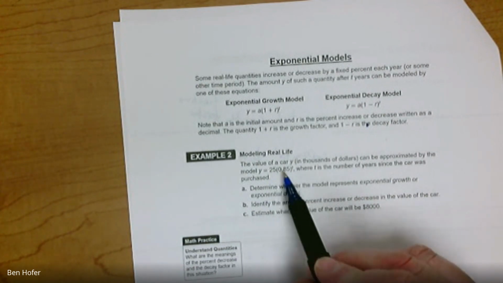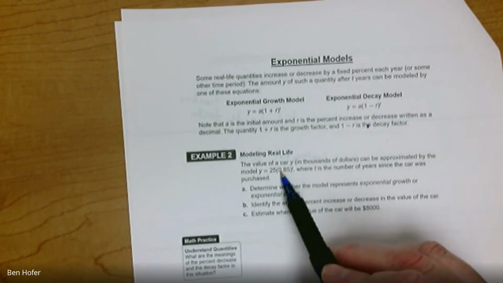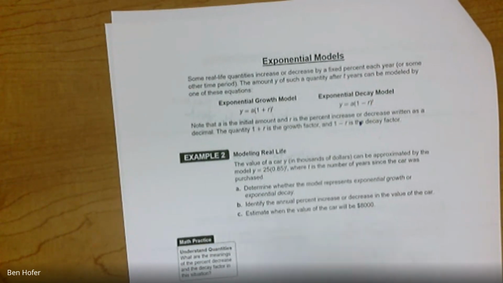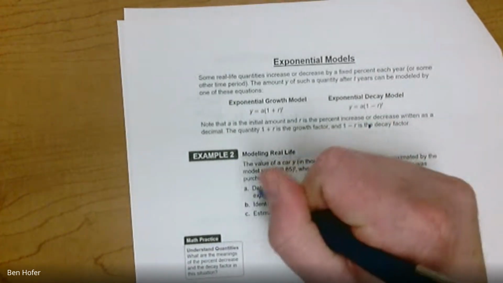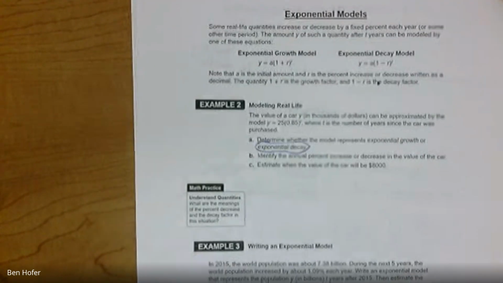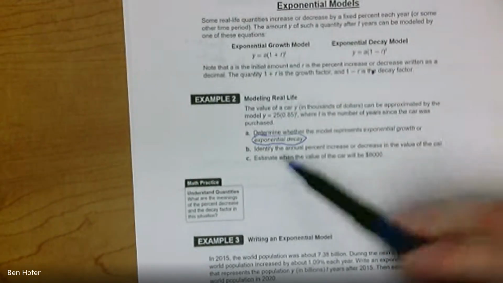25, it's in thousands. And then our factor here is 0.85. So that is less than 1. So we are going to have an exponential decay situation, okay, for this. And that makes sense, especially in cars. We've talked before about how they decrease in value over time, typically.